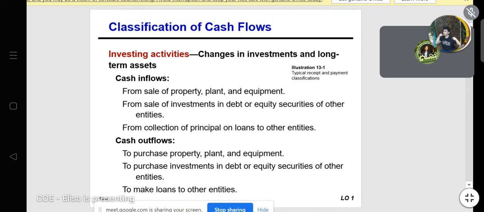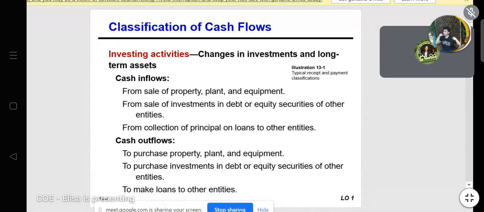Diri naman sa investing activities, let's take a look at the cash outflow first. Investing activities. So these are purchase of property, plant, and equipment. Nganong investing man siya, nganong dili man siya operating? It's because you put in money for big ticket items with the intention nga imo na siyang gamiton for a longer period of time.